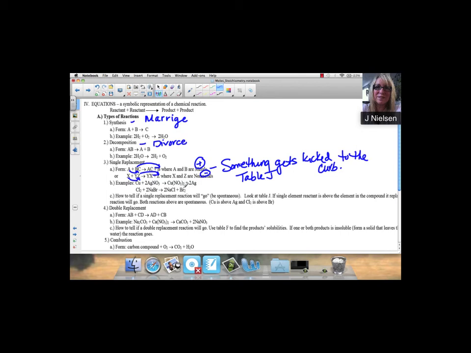Here's an example. Cu is above Ag on Table J, therefore Ag gets kicked to the curb, and Cu can take its place. Cl2 is above Br on Table J, therefore Cl pushes Br out, Br gets kicked to the curb, and Cl takes its place.